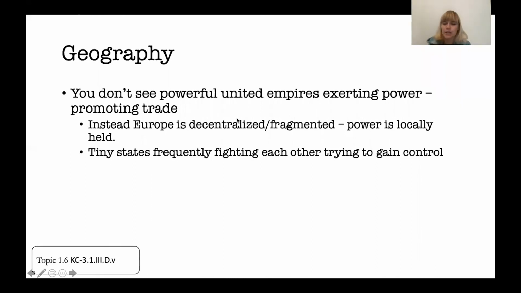Europe is decentralized, okay? Power is going to be locally held. It's not going to be held by one important emperor who owns this large swath of land. Instead, again, it's going to be little tiny competing states. And these little tiny competing states are going to be actively fighting each other. Okay, they're constantly going to be bickering, trying to take land from each other, trying to take serfs. We'll talk about that in a minute. Trying to take the food surplus. All right, there's not one major emperor. There's just a bunch of small little states that don't get along.